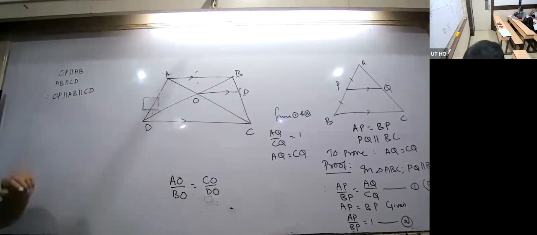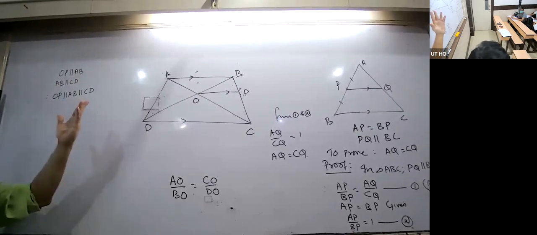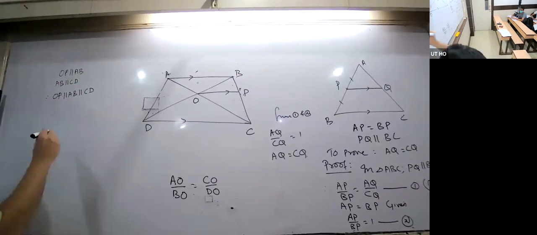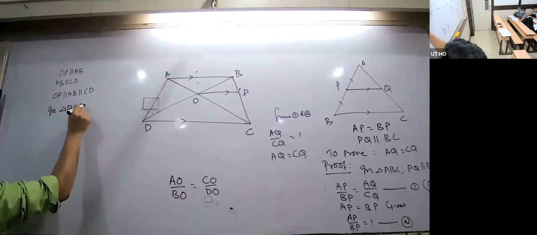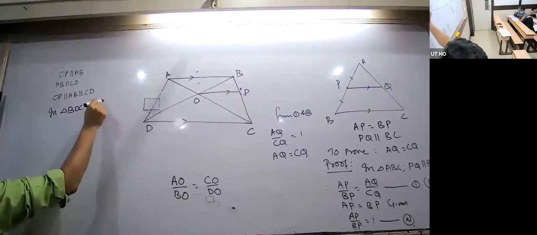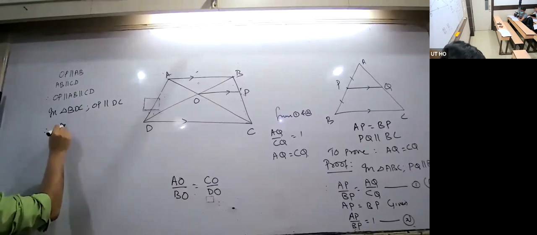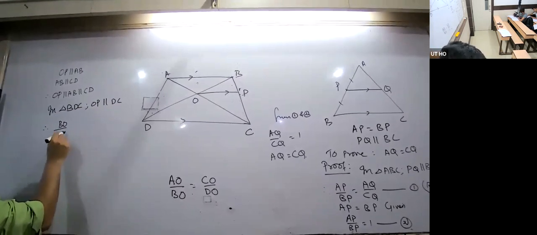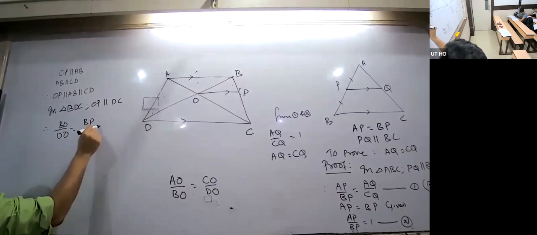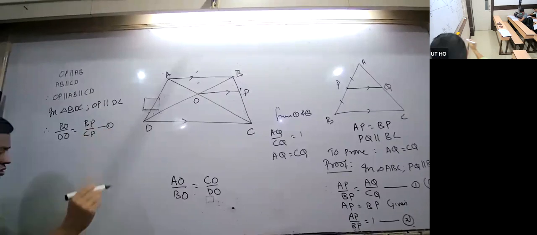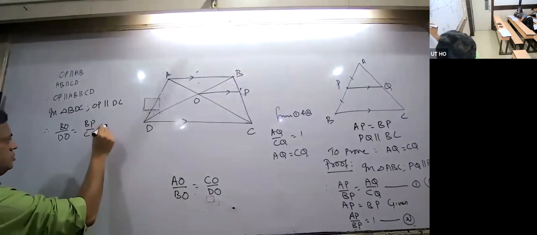Okay, now this one is written. Now we take the triangle. Which triangle do you have to take? Triangle BDC. In triangle BDC, what is parallel? OP parallel to DC. Therefore, BPT applies: BO upon DO is equal to BP upon CP. Equation 1, its reason is BPT. I hope all of you followed.